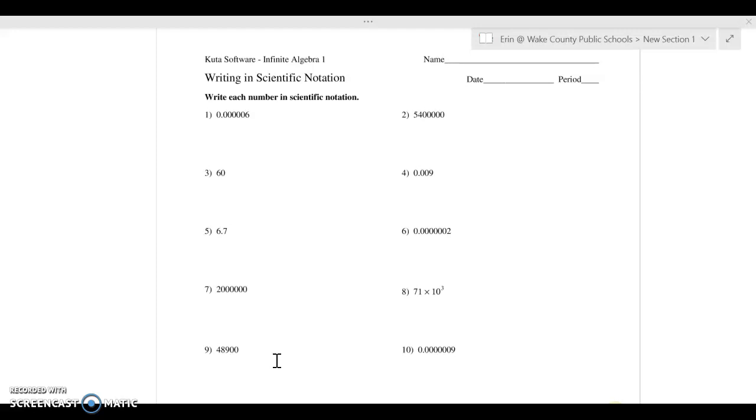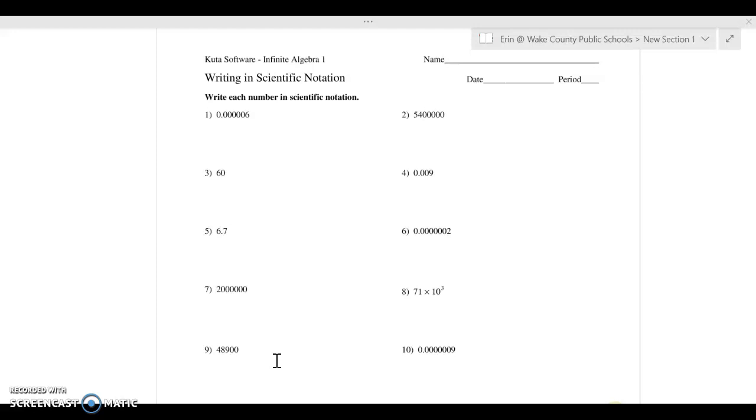in scientific notation. So this worksheet is available on your Google Classroom. You do not have to print it out. I would suggest just getting a piece of paper and writing things down with me, and then you'll have a few to do on your own. So we're actually just going to start with number 1.